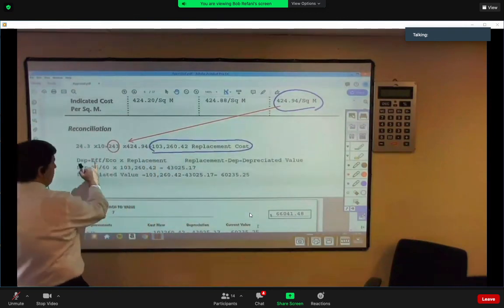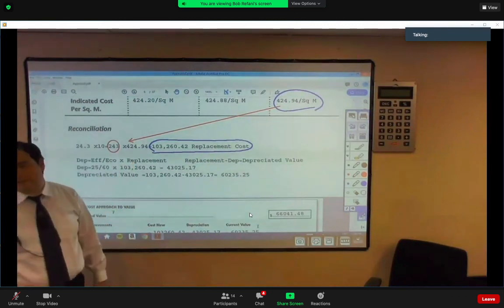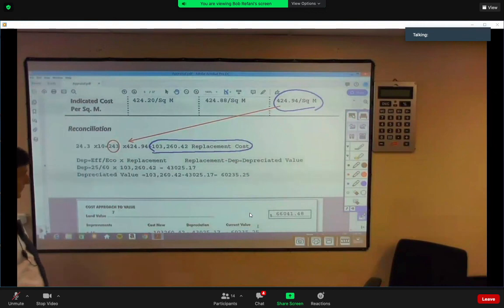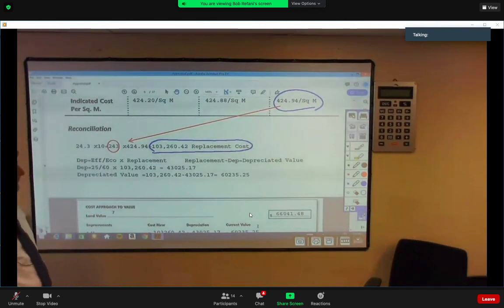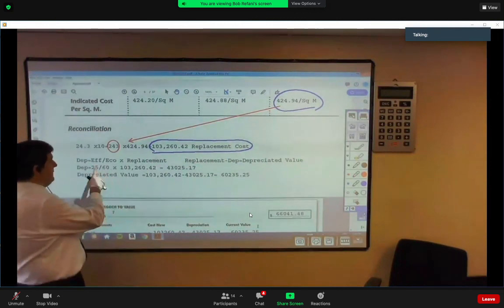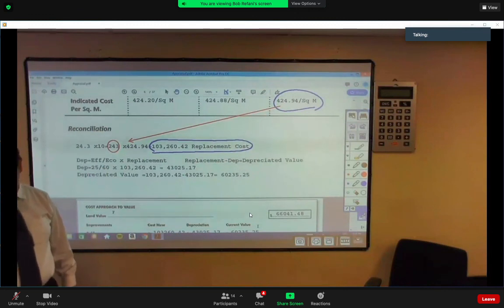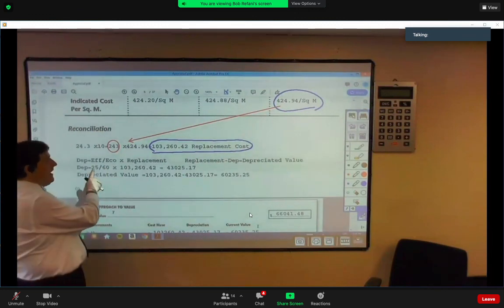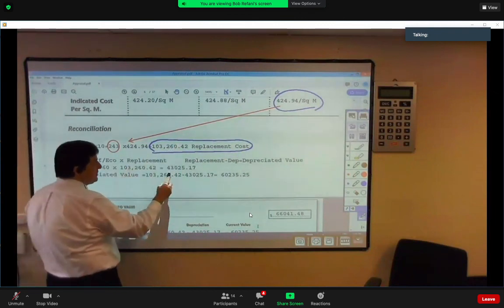The formula for depreciation was effective age divided by economic life, multiplied by replacement cost. So go to the second page and tell me what is the effective age of the house. The second page of the handout, the page after the cover page. 35? No, what is the effective age? 25. So 25 divided by 60. Where did I get the 60? The economic life, because it was 25 plus 35, that would be 60. So 25 divided by 60, multiplied by this replacement cost, gives you the depreciation.